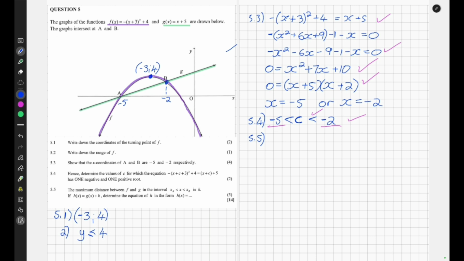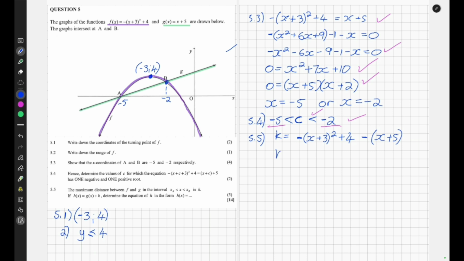All that you need to know is that I always take the top graph minus the bottom graph, and I get a new trinomial or a new equation. Now they're telling me the distance between these graphs is equal to k, so therefore I can say k will be equal to the top graph between A and B. The top graph would be the purple one. So I'm going to say minus (x plus 3) squared plus 4. That's the top graph, and then I need to minus the bottom graph for that section, which would be x plus 5. And that will be equal to k.